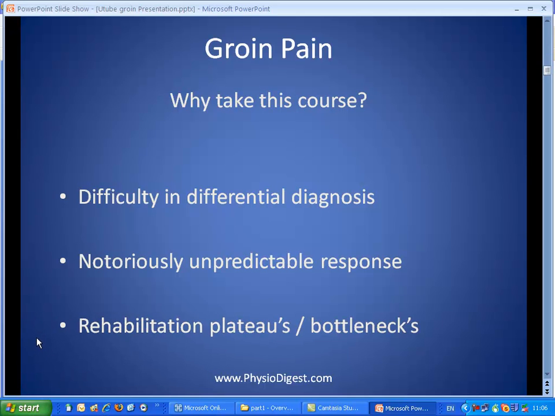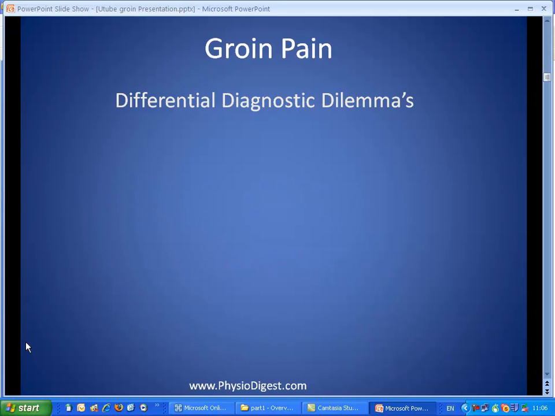And it's also a region where there are notorious bottlenecks and rehabilitation plateaus, where we achieve certain functional objectives, but it proves difficult or challenging to progress to the next level without provoking symptoms. So we need to have some strategies and techniques available to us to try to move beyond those bottlenecks and plateaus if and when they present themselves.